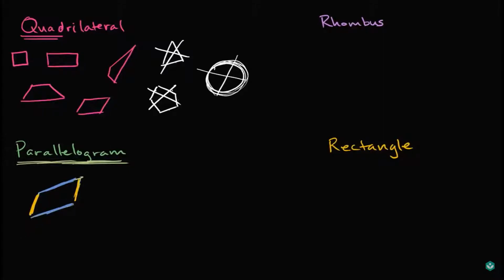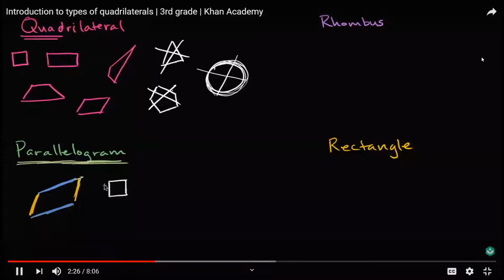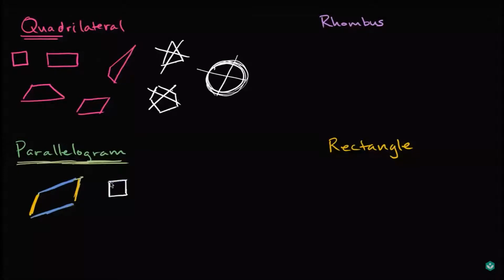So what are other examples of parallelogram? Well, even your classic square is a parallelogram. And we'll talk more about what makes a square special. It's a special type of parallelogram because this side is going in the same direction as that side, and this side, let me do that in yellow, is parallel to that side.